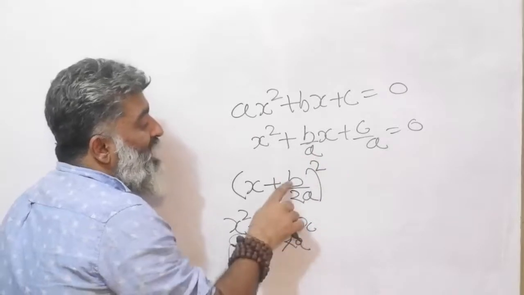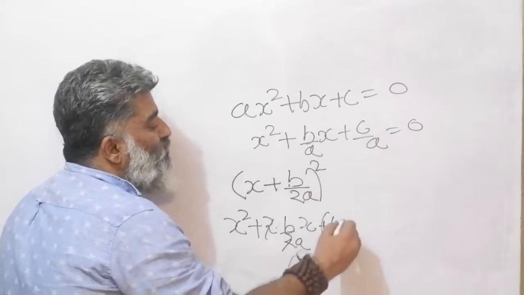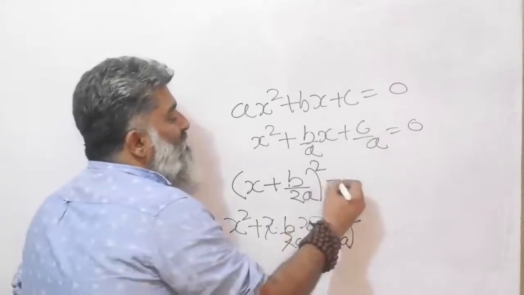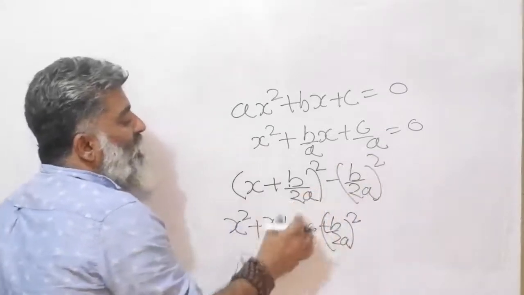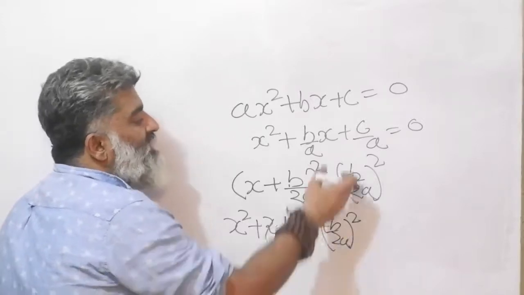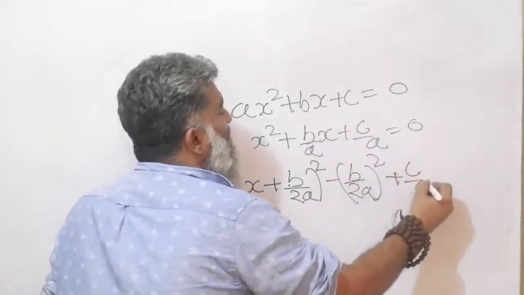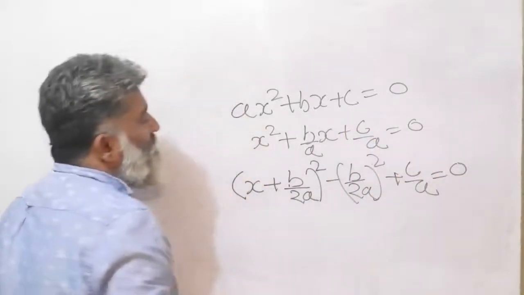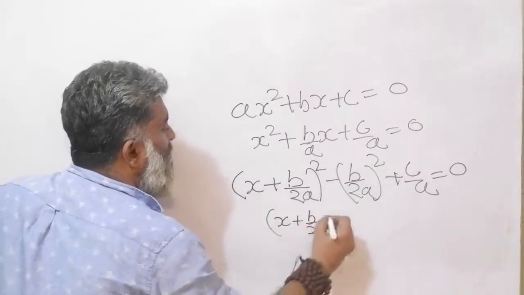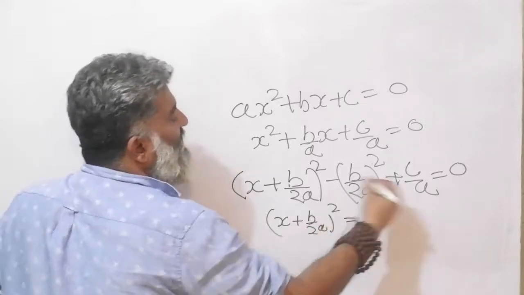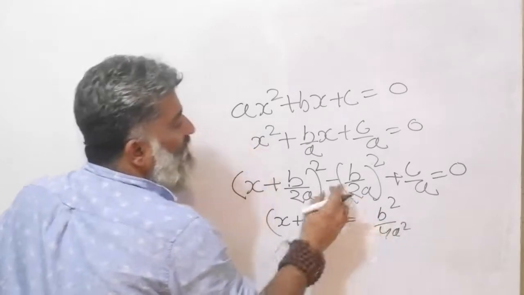What I'll also get is b by 2a whole square, which I don't want. So let me put a minus of b by 2a whole square, because this squaring will create this extra. I want to balance it out. I put this here and my work is done. And carry over of the equation, c by a is equal to 0. So work this out: x plus b by 2a whole square on one side, and on the other side you will have b square by 4a square. The whole thing I have squared.